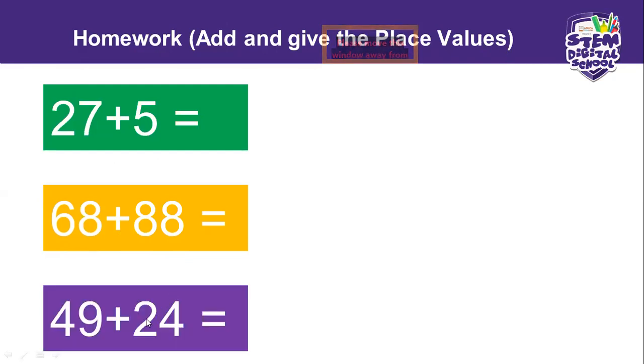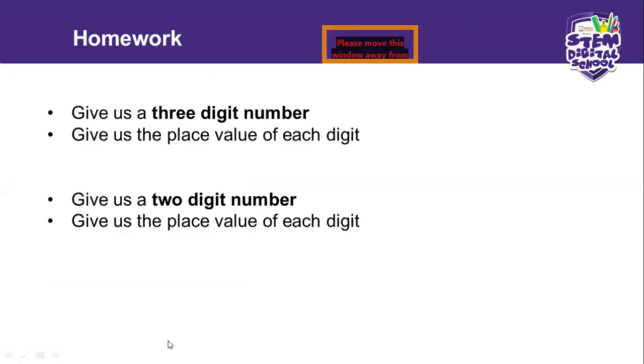Okay. And then you will add 49 plus 24. You give me the answer, and then you'll also give me the place value of 4 in 49, of 9 in 49, the place value of 2 in 24, and the place value of 4 in 24. That's the first part. And then the second part of the homework.